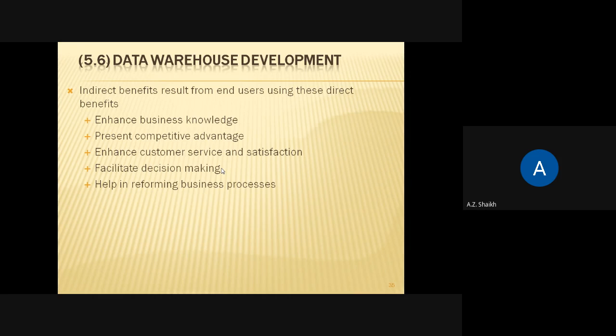By considering the present situation, the manager is able to take the proper decision to run our business properly or to increase the profit of an organization. Then it also helps in reforming the business process. This is also one of the indirect benefits of the data warehouse. That means whatever direct benefits we get from the data warehouse result in the indirect benefits.